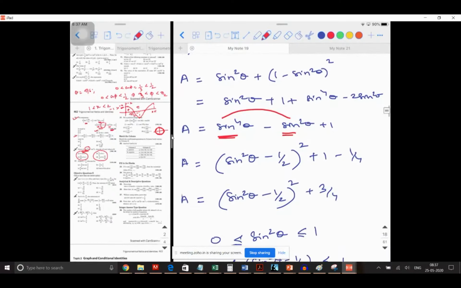Look at this. I followed the same procedure. I wrote cos square theta as 1 minus sin square theta, the whole square. So I got 1 plus sin power 4 theta minus 2 sin square theta. Right? So this sin square theta and minus 2 sin square theta combined together will give me minus sin square theta. Now what can you do to this particular step?